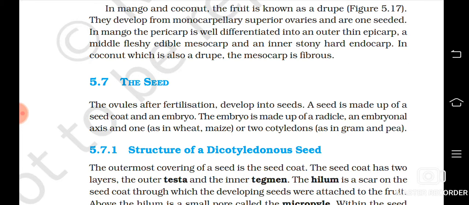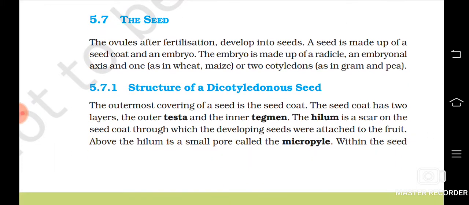And if you see, the seed is made up of seed coat and embryo, generally. And the embryo has radicle, plumule, then cotyledons, etc. So let's study the structure of a dicotyledonous seed. The outermost covering of the seed is known as the seed coat, and it has two layers. What are they? Testa and tegmen.